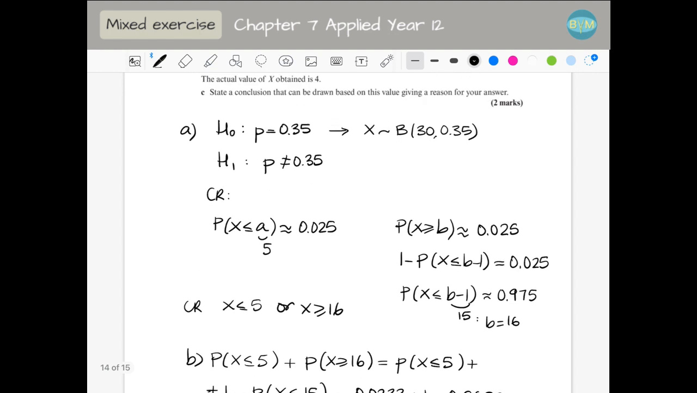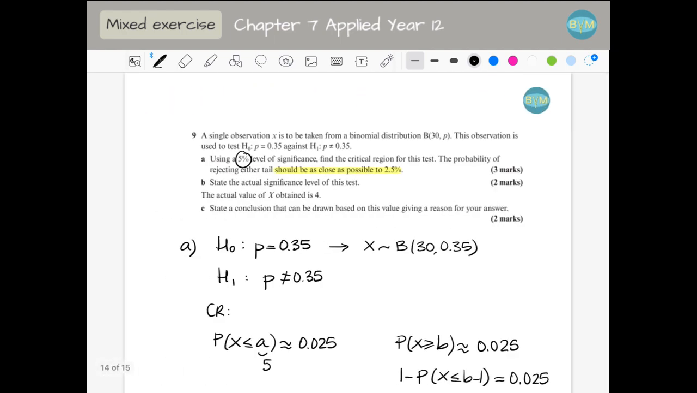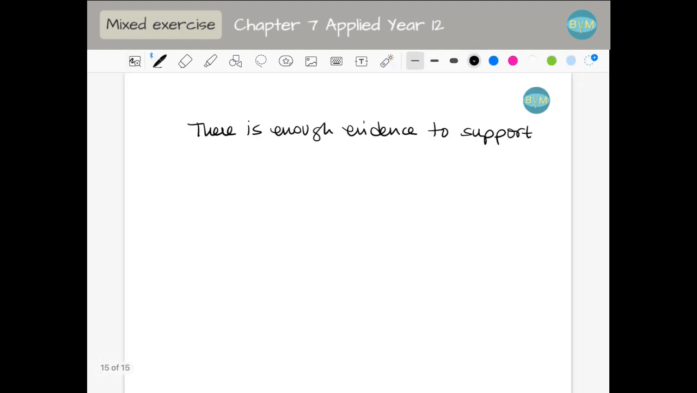And we should write a line. I don't have much space, I'm going to write here. There is enough evidence to support, and now we read the question a bit to decide what we say, that the probability is different than 0.35. To support H1, really, that p is different than 0.35, which is H1. And that's all with this question.